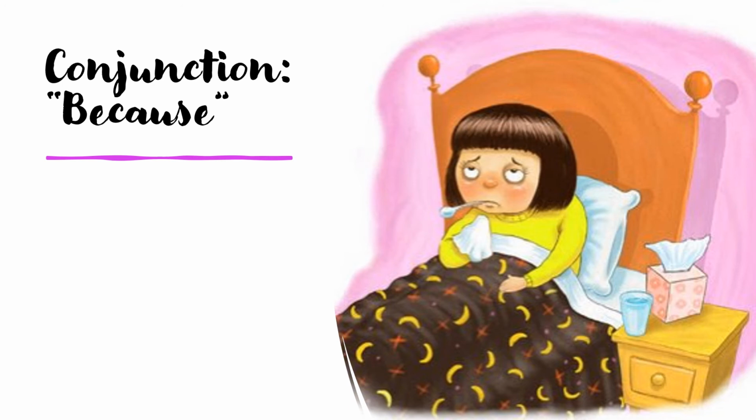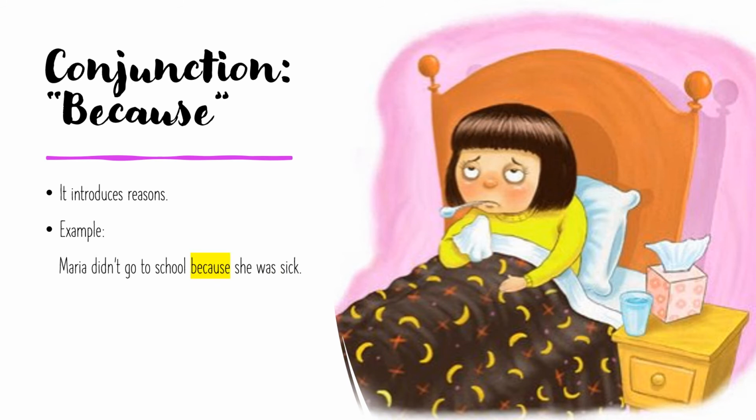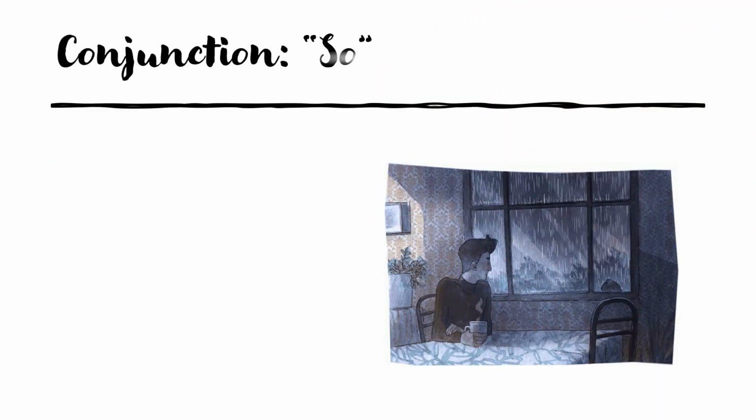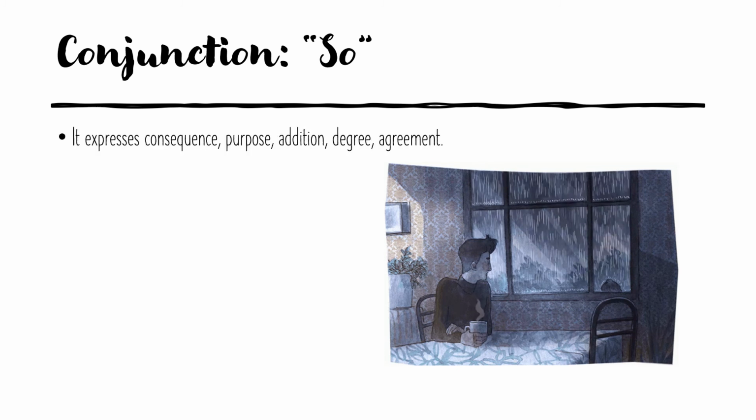The conjunction because. It introduces reasons. For example, Maria didn't go to school because she was sick. The conjunction so. It expresses consequences, purpose, addition, degree, or agreement. For example, it was raining, so he stayed at home.